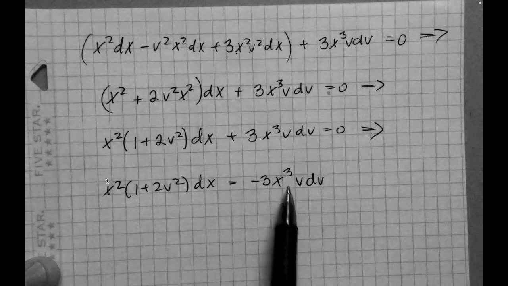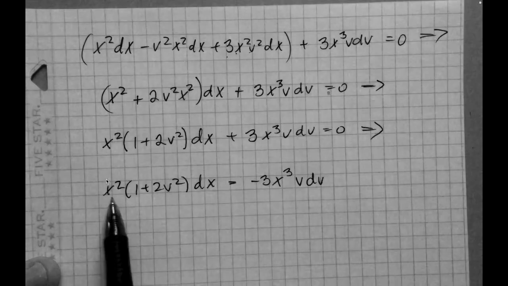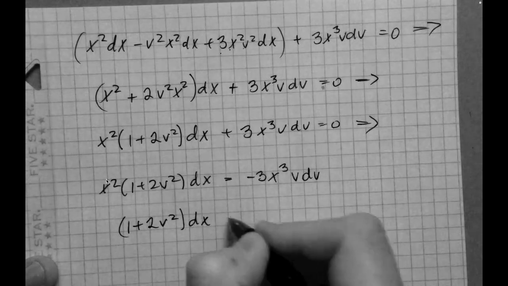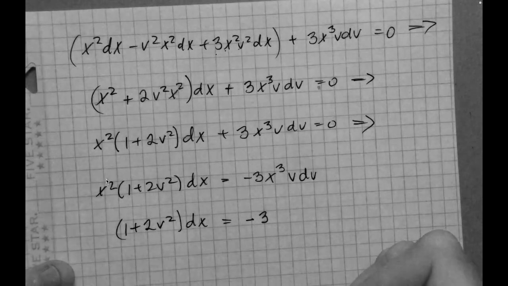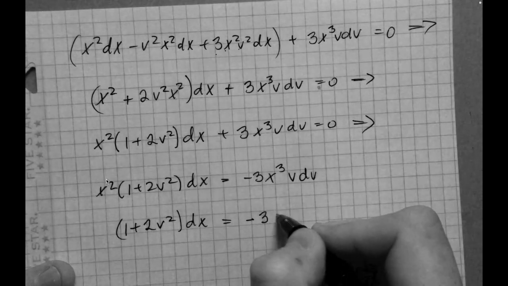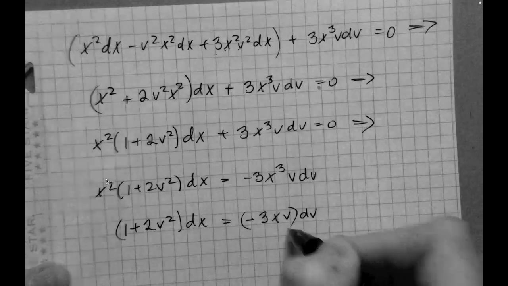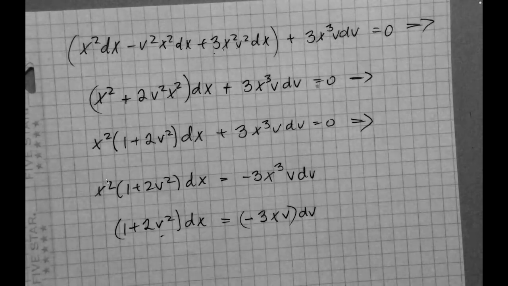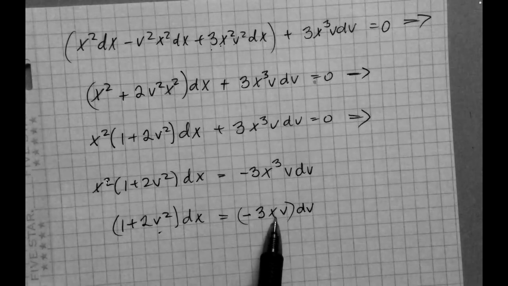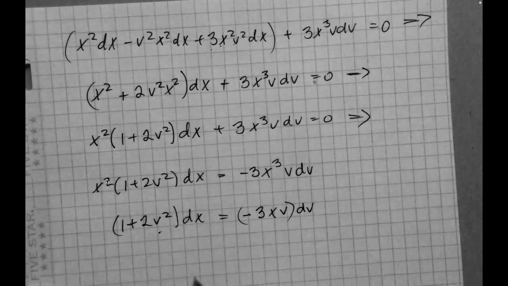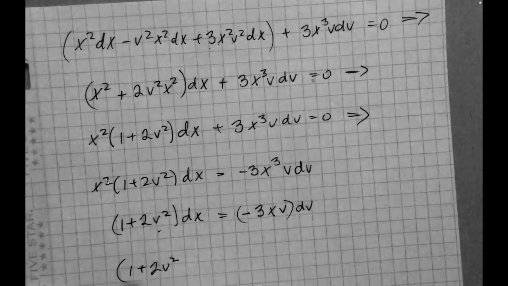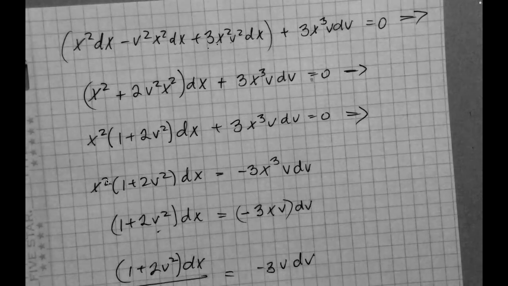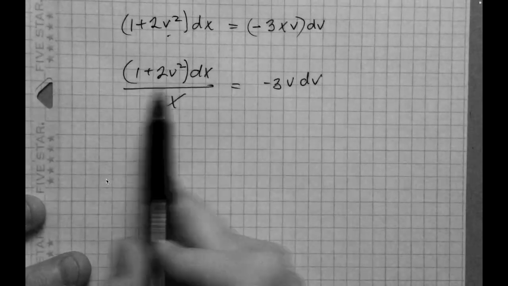I can obviously factor out an x squared and cancel it. All right, so that means I have 1 plus 2v squared dx equals negative 3 v times x, or x times v dv. Okay, and so then I can just do some separation here, right? So divide both sides by x, and I get 1 plus 2v squared dx over x equals negative 3v dv. And then also divide both sides by 1 plus 2v squared.